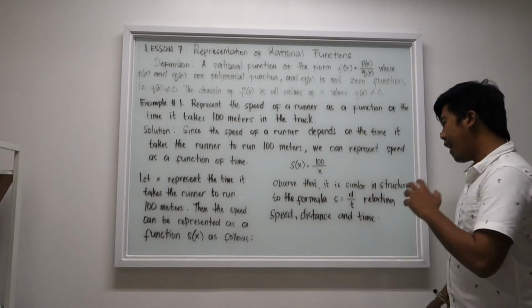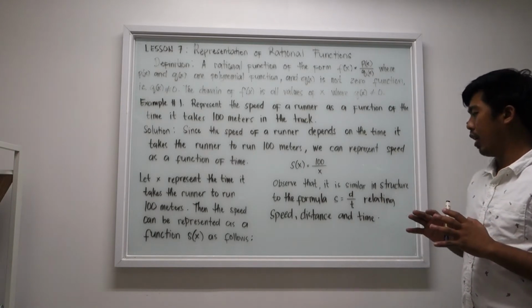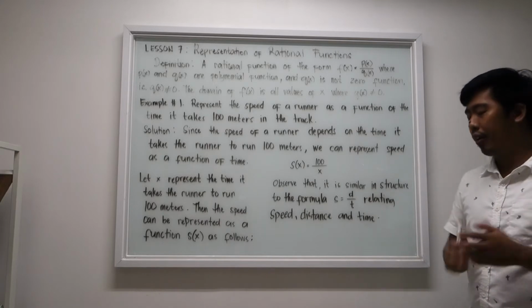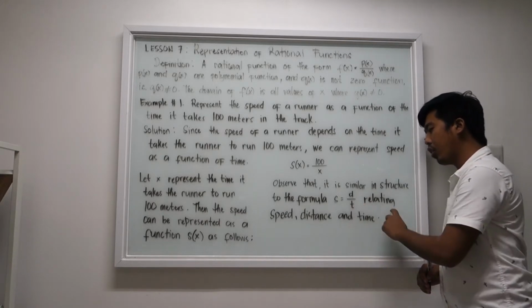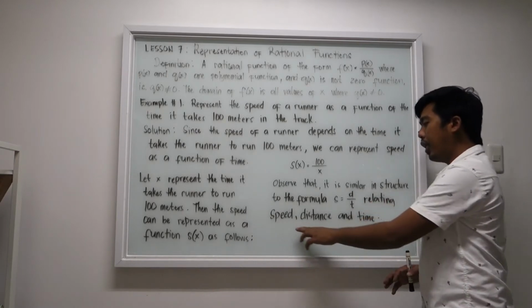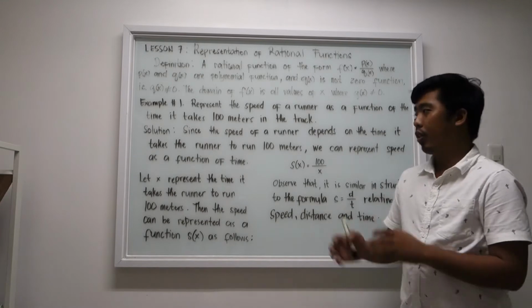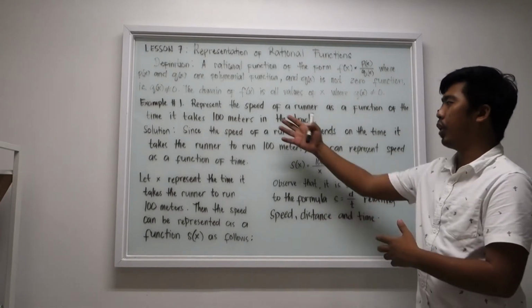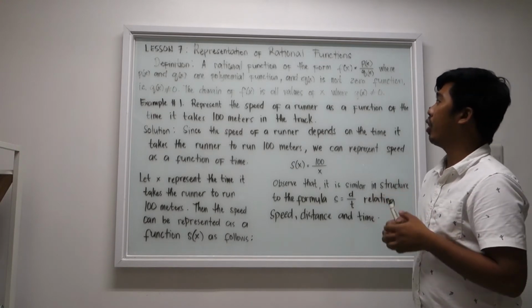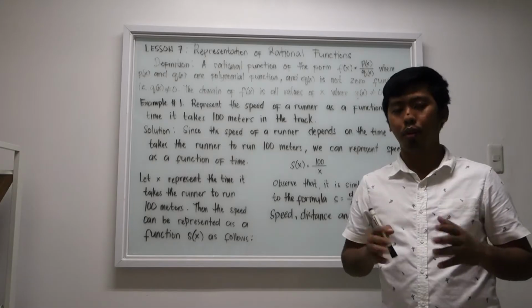Now, observe that it is similar in structure to the formula s equals d over t, and I know you are very familiar with this because we can relate this as speed, distance, and time. So this is how to represent the speed of a runner. Again, we're just answering here the representation of a rational function. Now let's proceed to our second example.